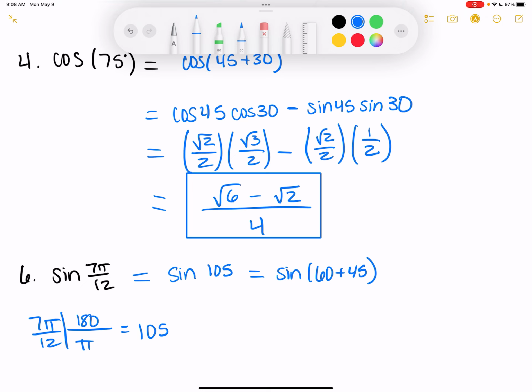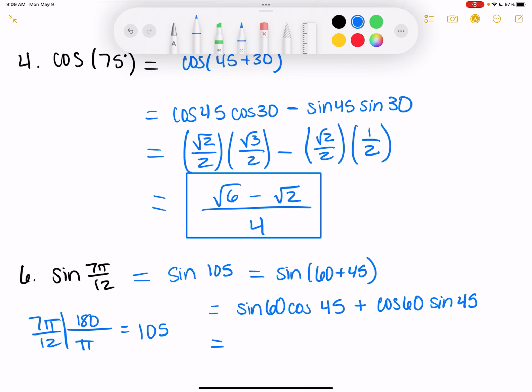Anyways, all right, so then sine of 60, cosine of 45 plus, sine is the same sign, cosine of 60 sine of 45.